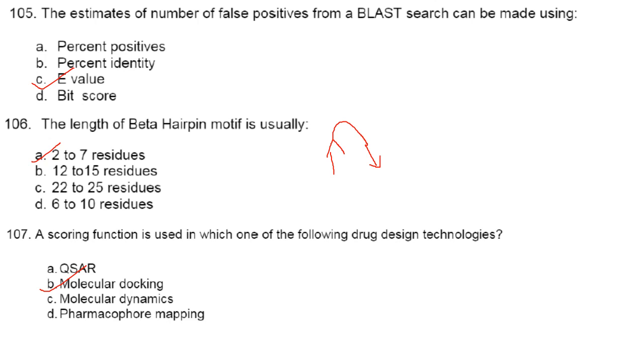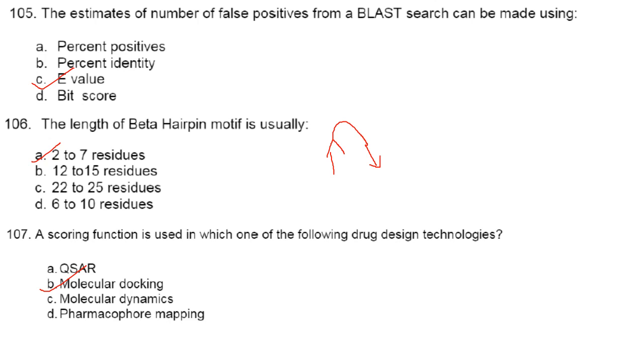The estimates of a number of false positives from a BLAST search can be made using percent identity or e value. So e value gives an idea about false positives. Short identical sequences may have high e value and may be regarded as false positive hits. This is often seen if one searches for short primer regions, small domain regions, etc. Can be made using e value. Answer is option C.